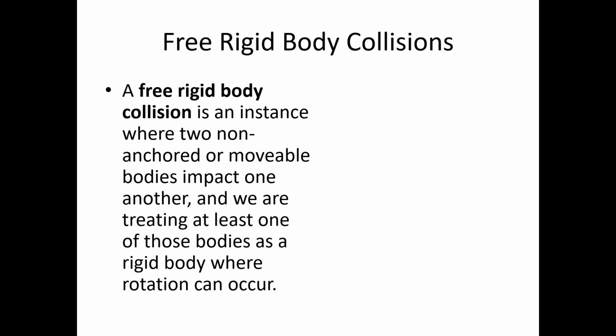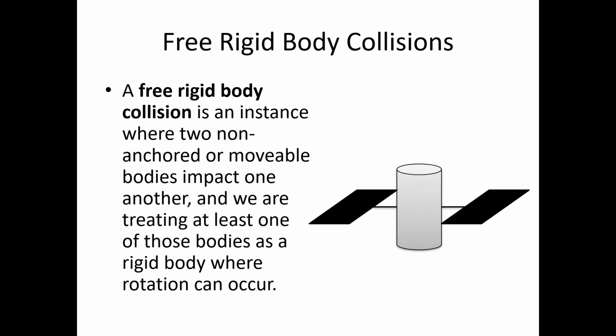An example of this kind of impact would be, say we've got a satellite sitting in space, and then some small meteorite comes and impacts this. So after, we've got two bodies, both of them freely floating, and the satellite has enough volume to it that we can assume that it's going to rotate after impact. So solving this is going to be a free rigid body collision problem.